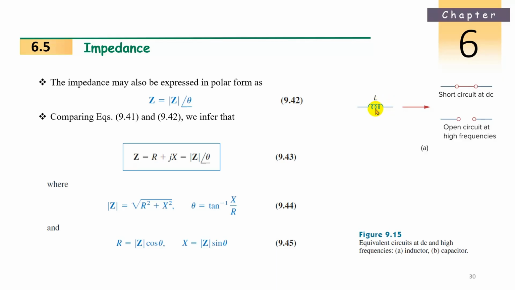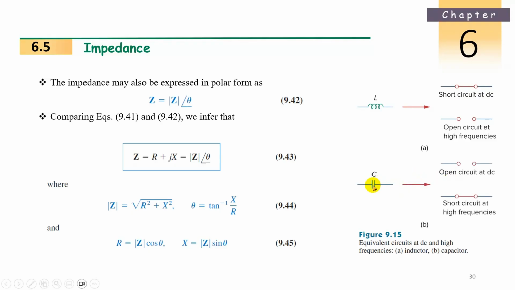So if the frequency is 0, omega will be 0. Then what happens? Voltage will be 0, V is equal to I j omega L. So what happens for DC? Voltage is 0, which means short circuit. Now if the frequency is very high, omega is equal to 2 pi f, voltage is very high, and it acts as an open circuit. For high frequencies it will act as an open circuit, and for zero frequency it will act as a short circuit. It's quite opposite to the capacitance.